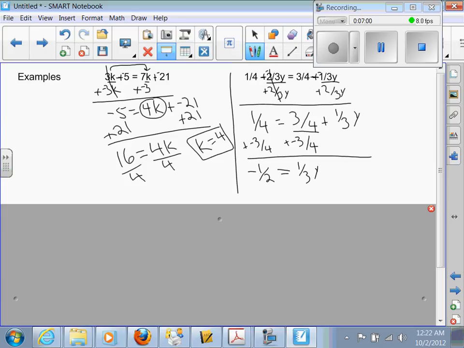Okay, I still don't have the variable by itself. What I need to do now is either think of it as dividing by 1/3, but again, we never divide fractions, right? So I don't want to think of it that way. What I want to think of is multiplying by the reciprocal. So multiply by 3 over 1 on both sides. Multiply fractions straight across. This gives me negative 3 over 2 equals y. That's not a good enough answer because it's an improper fraction. If I change that to a mixed number, I get negative 1 and 1/2 equals y. That is my final answer.